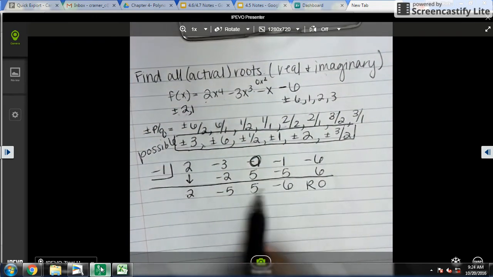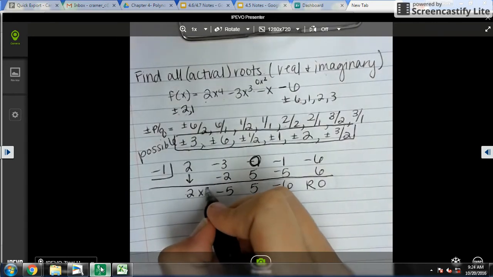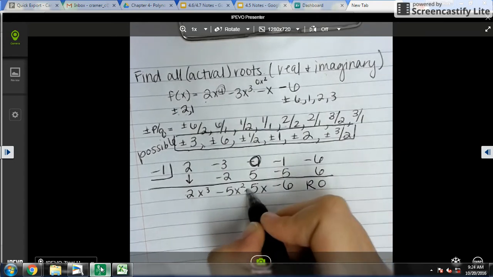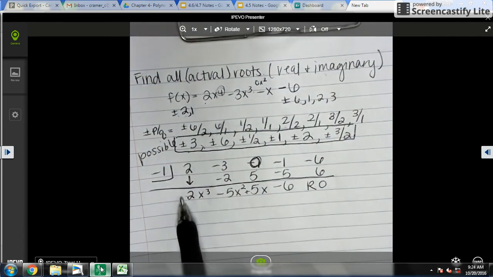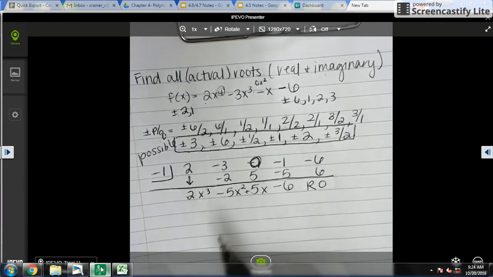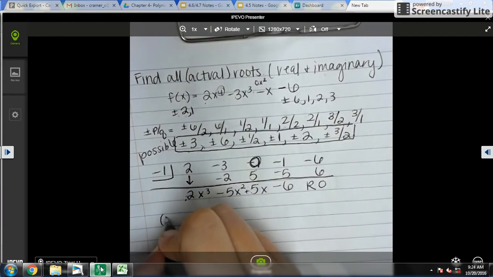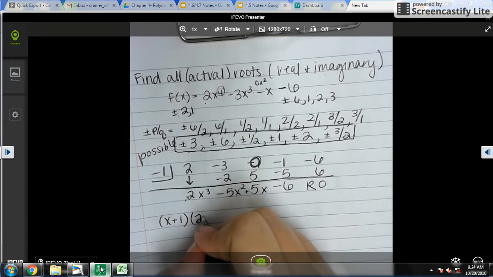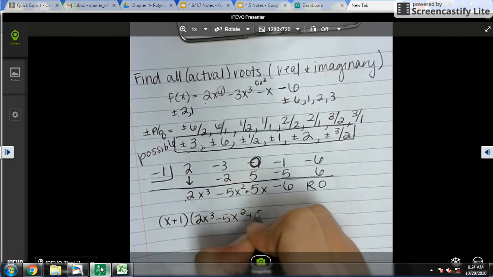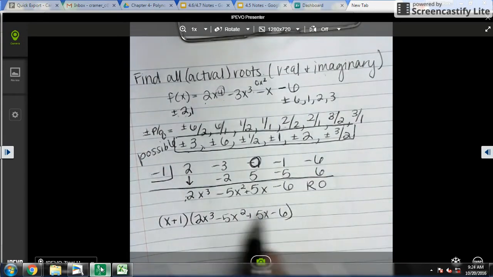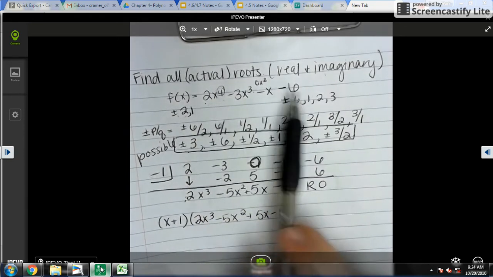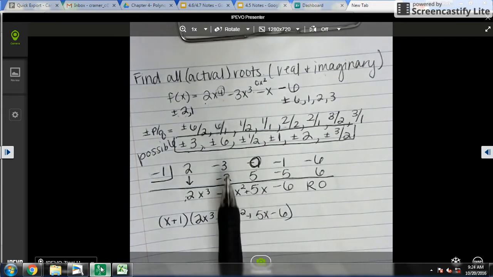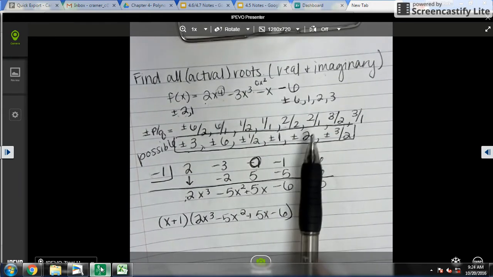So now we have a new polynomial that's cubic, so that would be 2x cubed, because it has to be 1 less than this, minus 5x squared plus 5x minus 6. Now we could rewrite this as x plus 1, since our root would be -1, times 2x cubed minus 5x squared plus 5x minus 6. That's the same thing as this, just in factored form. Now, the same possible roots apply to this. So now we can pick another root.